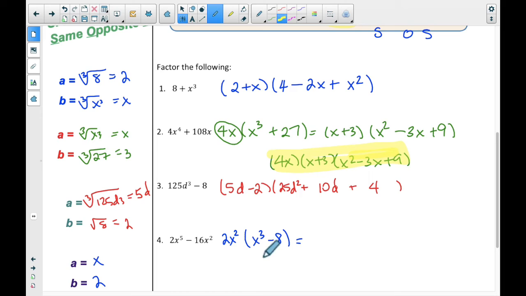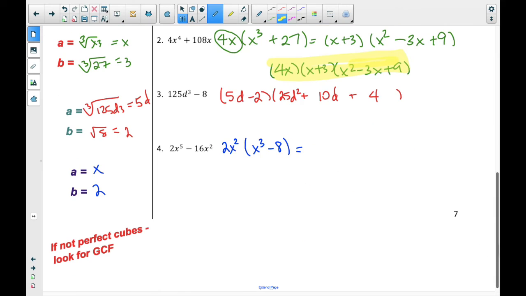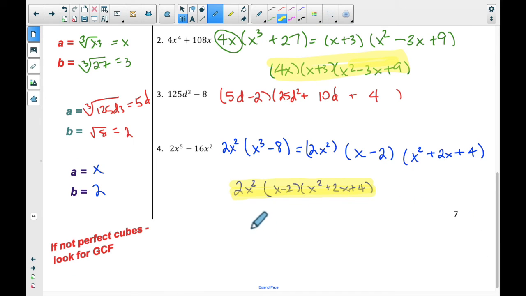I bring that up because that's what I was about to say with this one. Make sure you include your 2x squared. Go ahead and pause the video here. Try to finish out number 4. All right, so my answer here is 2x squared times x minus 2 times x squared plus 2x plus 4.